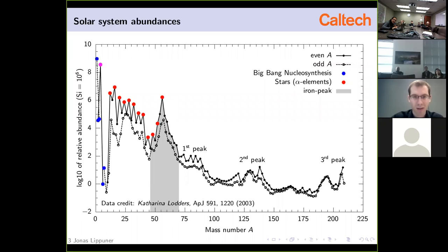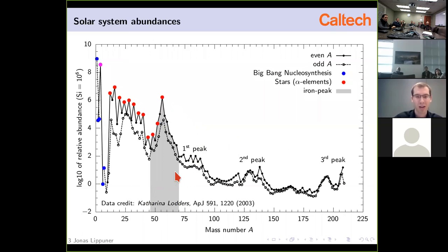Okay, so these are the observed abundances that we see in our solar system as a function of mass number. I'm sure most of you have seen this plot. And as you know, we can make all the elements lighter than the iron peak, which is shown in gray here, in stars or stellar explosions.